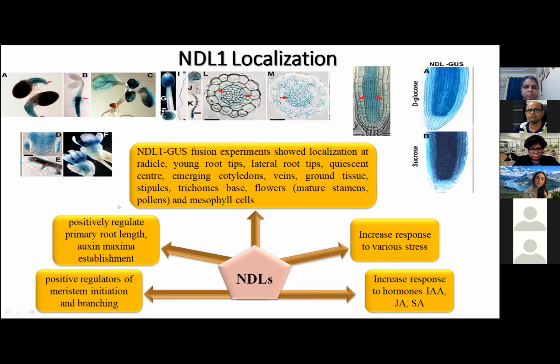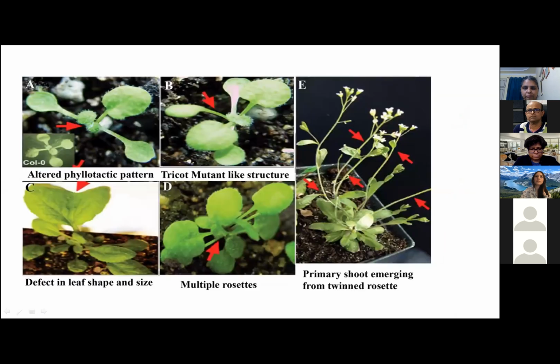It positively regulates primary root length. We did a lot of studies and established all these things. It is a positive regulator of meristem initiation, and it responds to various hormones also. Recently we found, and another group has also studied and found, that they could be used as stress markers also, because they have shown expression pattern changes in the presence of various kinds of stresses.